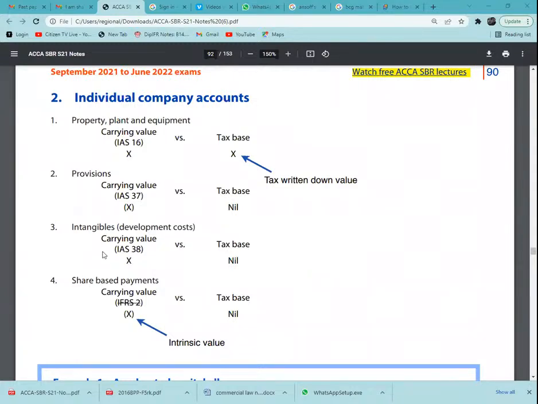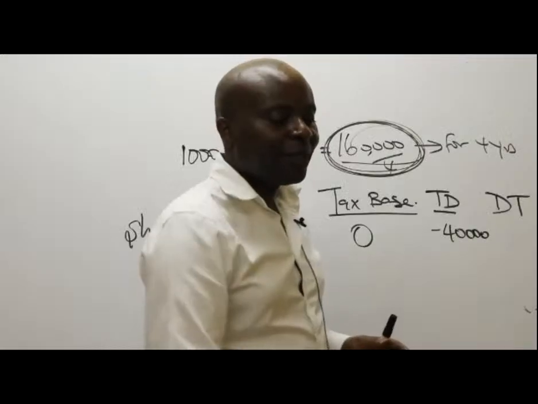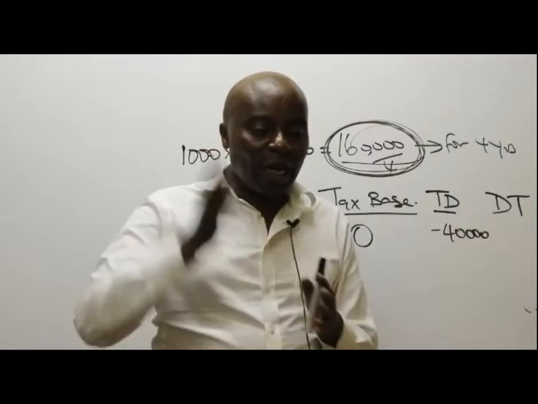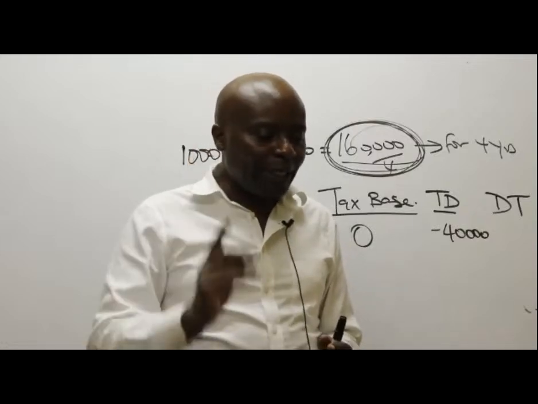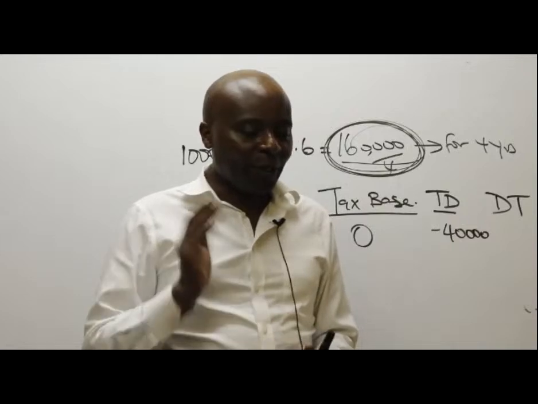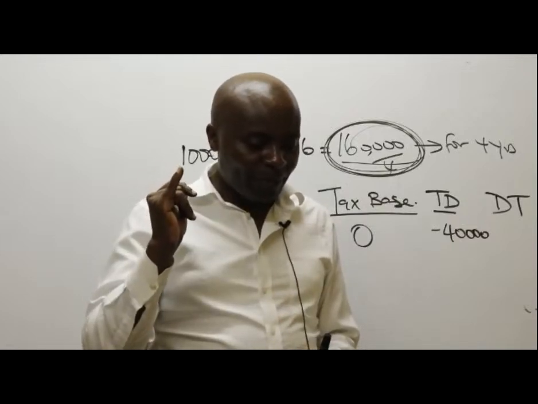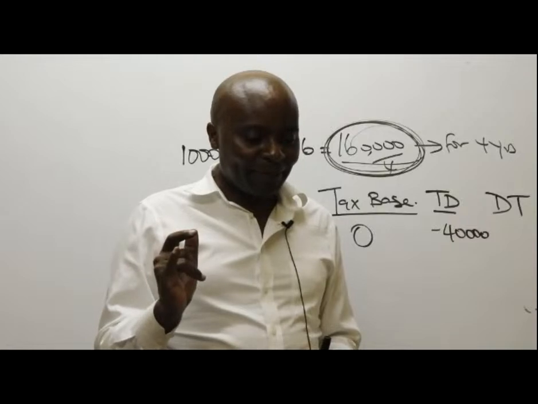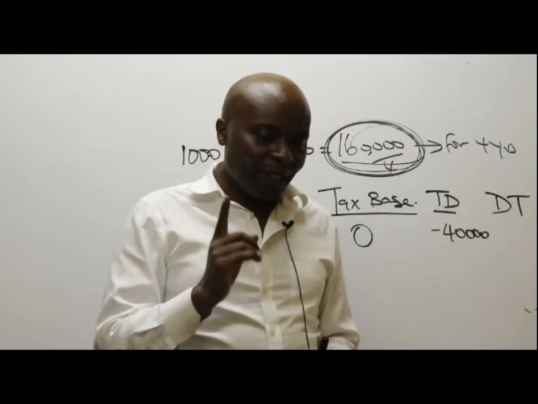Any provisions will always have a nil tax base. Intangibles will always have a nil tax base. Share-based payments will always have what here? A nil tax base. So how many items in this case, ladies and gentlemen, if you have understood this schedule of mine, how many things will you never forget which have a nil tax base? 3. Can you name them very fast? Provisions, share-based payments, and intangibles.